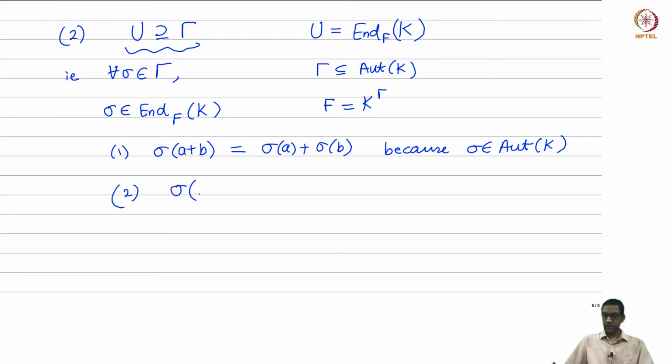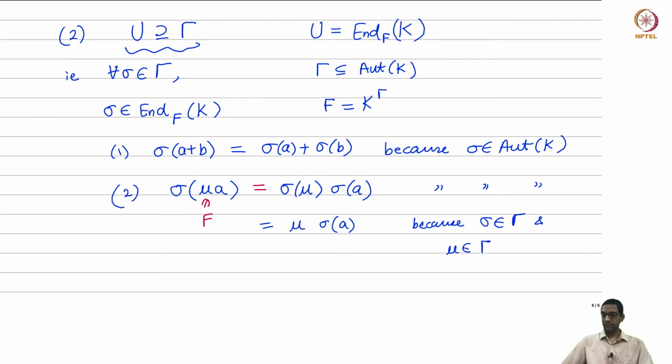Property 2: if I take sigma of mu times a, where mu is a scalar from F, I should be able to pull out the mu. That's what linearity means. But this is the same as sigma mu times sigma a, again because sigma is a field automorphism. Now sigma of mu is actually mu again. Why is this? Because sigma is in gamma, and mu is in F, which is the fixed field of gamma. So sigma certainly fixes mu. Sigma mu must be mu because mu is coming from K^gamma. That is the key thing to check there, and so the mu can be pulled out. It really came out as sigma mu, but sigma mu turns out to be mu in this case.